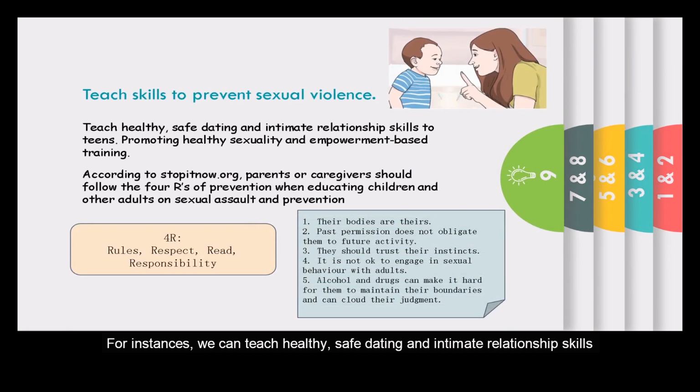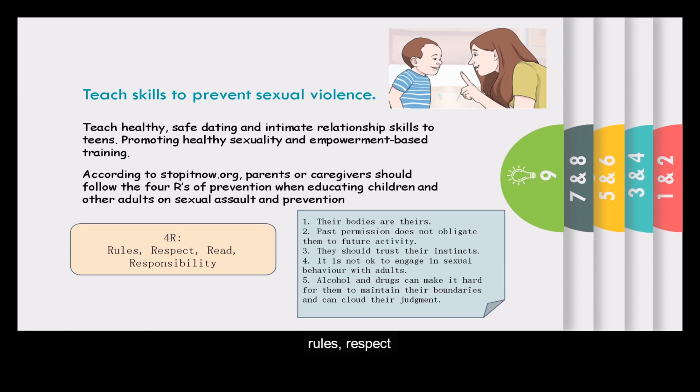Last but not least, teach skills to prevent sexual violence. For instance, we can teach healthy, safe dating and intimate relationship skills to teens by promoting healthy sexuality and empowerment-based training. In addition, parents also play a critical role in preventing child sexual abuse. According to the Stop It Now organization, parents or caregivers should follow the 4 R's of prevention when educating children and other adults on sexual assault and prevention, which are rules, respect, read, and responsibility.